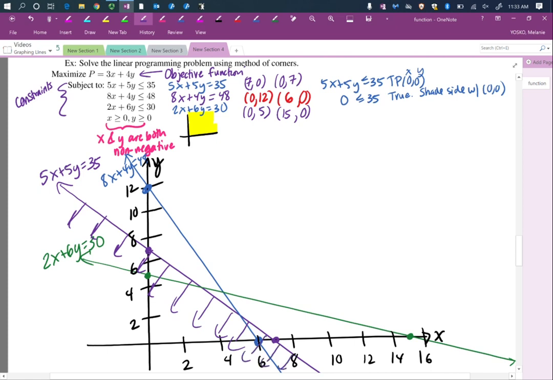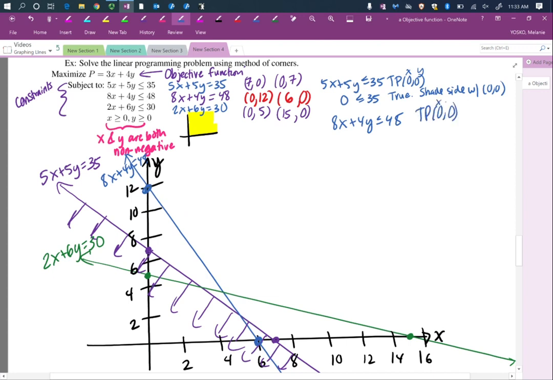Let's do the next one. 8x plus 4y less than or equal to 48. That is this line right here. As you can see, (0, 0) is not on that line. I can pick any test point that's not on the line. That one's really easy. So I'm going to use (0, 0).